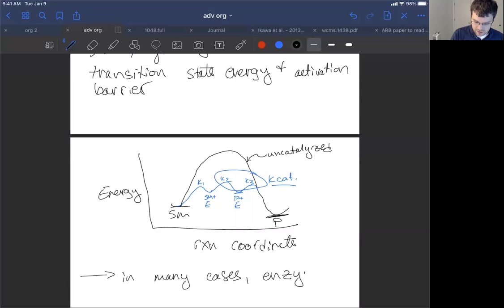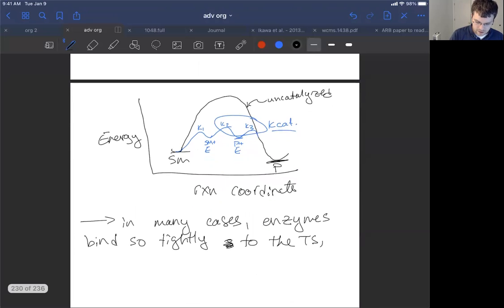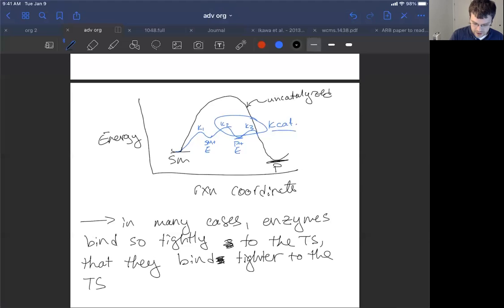enzymes bind so tightly to the transition state that they bind tighter to the transition state geometry than the starting materials and products. I realize this is an awkward sentence, sorry. Well, the products is not surprising. We want to release those and form the products.